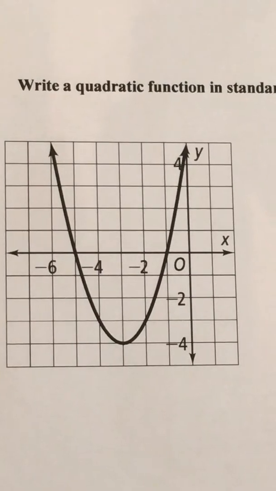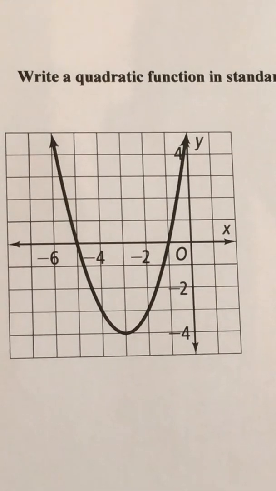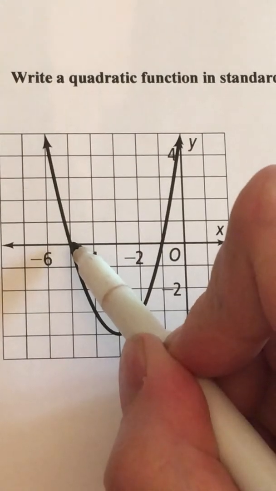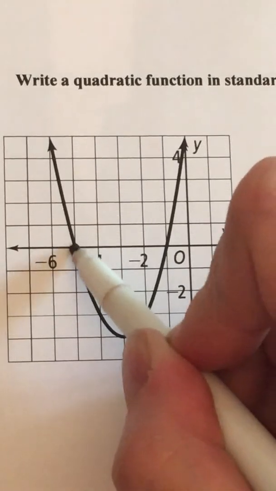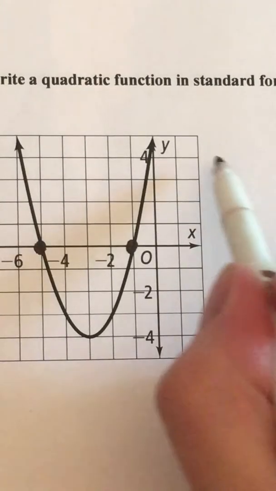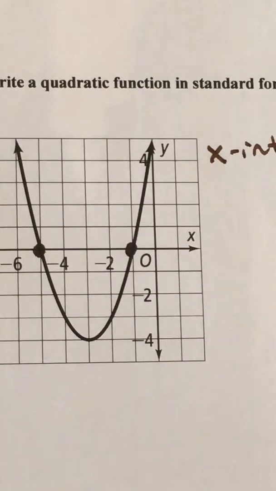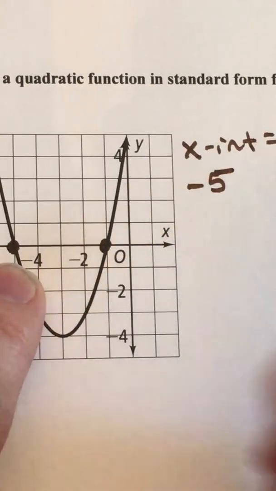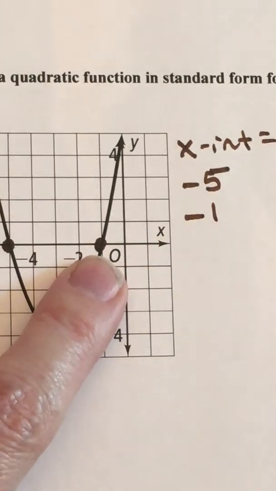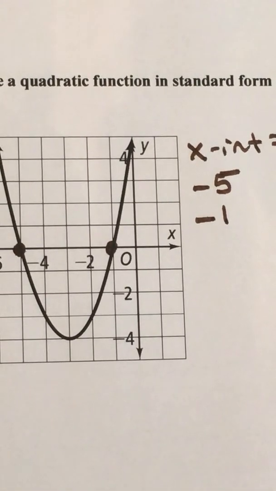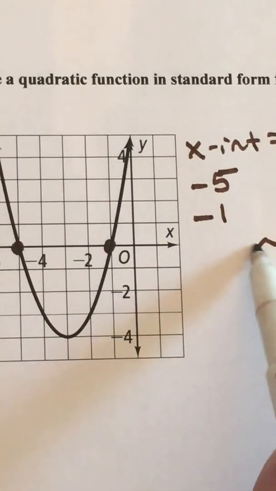All right, I'm going to get you started on this next one, but then you're going to have to finish it on your own. So I need my two X-intercepts. Where are they? Right there. There they are. So my X-intercepts, -5 and -1. Okay, so now I've helped you. We've gotten them. They're right there.